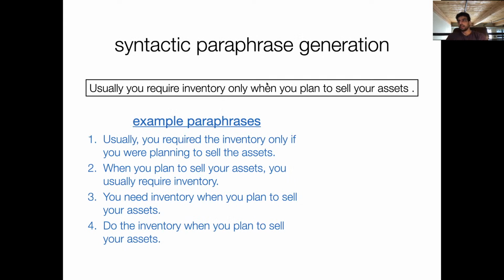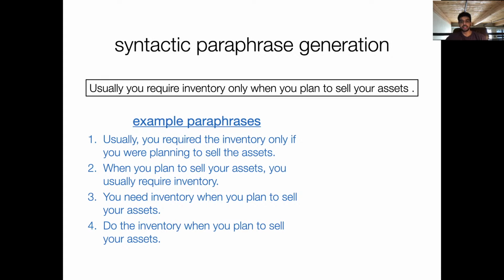So as an example of the kinds of paraphrases that we might want for an adversarial example generator, if we have this sentence, "usually you require inventory only when you plan to sell your assets," just some examples of things that we might want are "usually you require the inventory only if you were planning to sell the assets." So here we've added a comma, which kind of changes the structure here. Or this more significant reordering: "when you plan to sell your assets, you usually require inventory." Or "you need inventory when you plan to sell your assets," right? There are many different ways I could phrase this sentence.